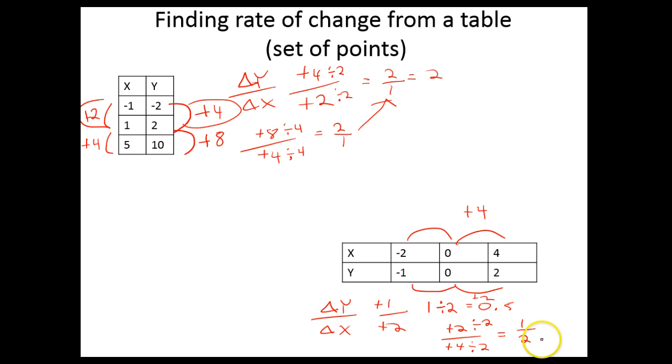Now, 1/2 is smaller than 2. So what that means is that this line with the slope of 1/2 is going to be not as steep as the slope of 2. So they're both positive, but 2 is going to be a lot steeper. It's going to change a lot faster than 1/2 will. Because the larger the coefficient, the steeper the line. The smaller the coefficient, the more shallow or flat the line.